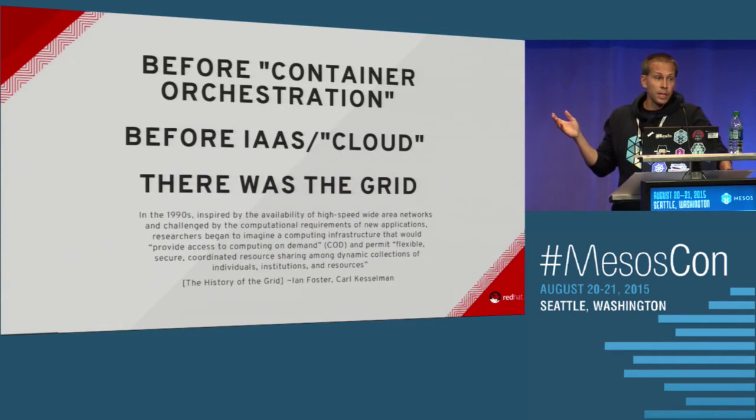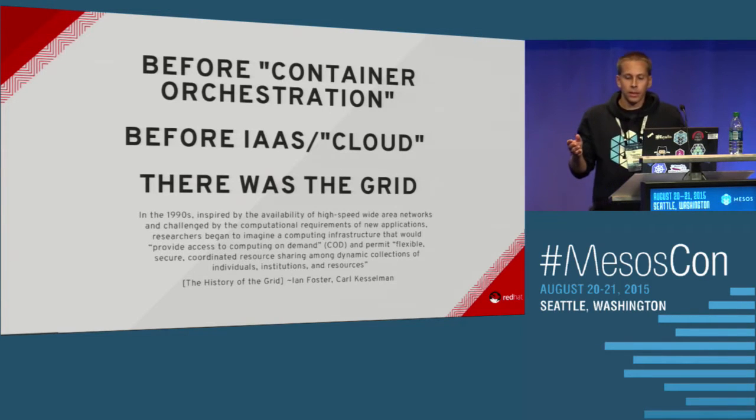So before there was the term container orchestration, before there was infrastructure as a service, there was the grid, right? And a quote from a good article is, in the 1990s, inspired by the availability of high-speed wide area networks and challenged by computational requirements of new applications, researchers began to imagine computing infrastructure that would provide access to computing on demand, or COD as we used to like to call it, and permit flexible, secure, coordinated resource sharing among dynamic collections of individuals, institutions, and resources. This was published in the 90s, and it sounds a lot like today, right?